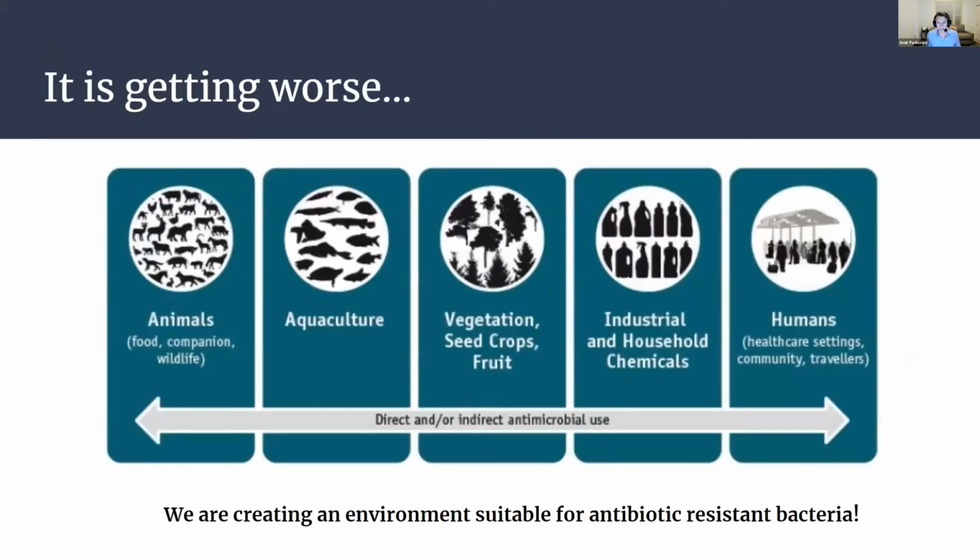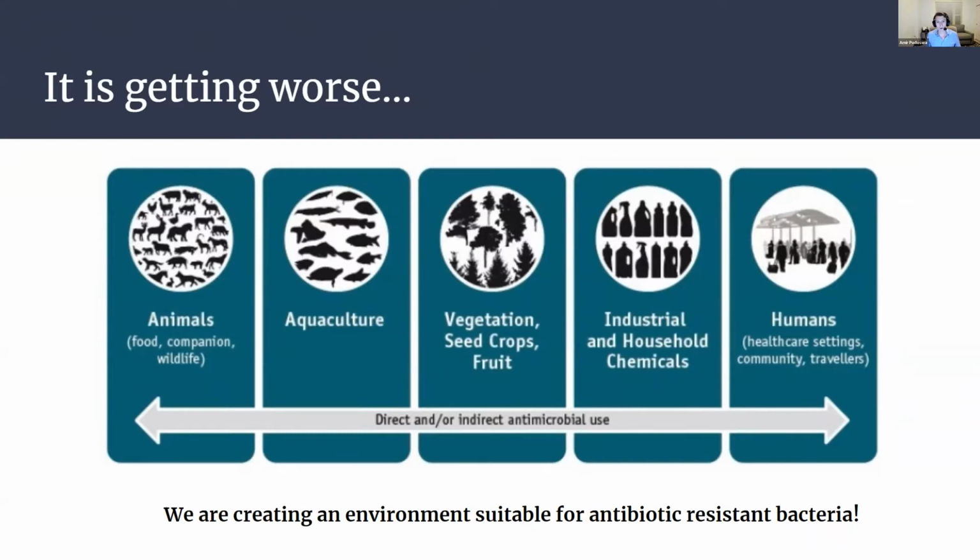The reason why is our overuse of antibiotics, right? From our crops to our livestock to our fish farms, even our industrial products, they have all overused antibiotics, as well as doctors overprescribing antibiotics. We are essentially creating an environment suitable for the resistant bacteria to proliferate.